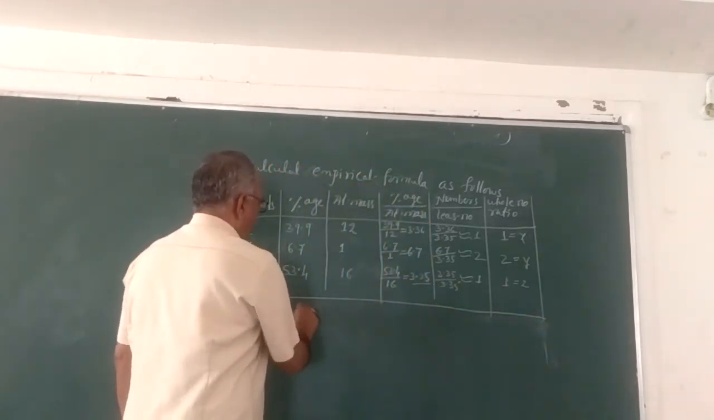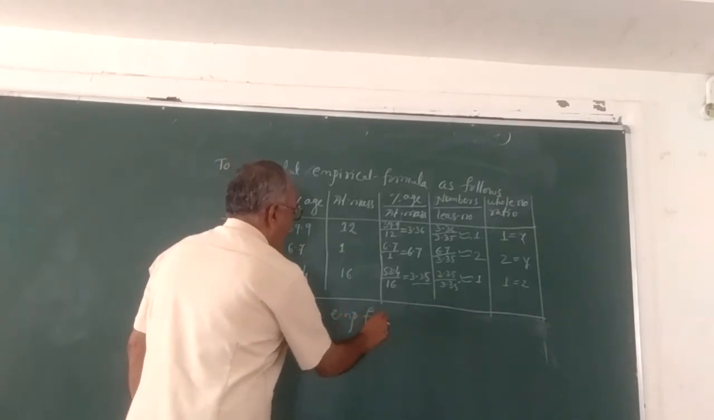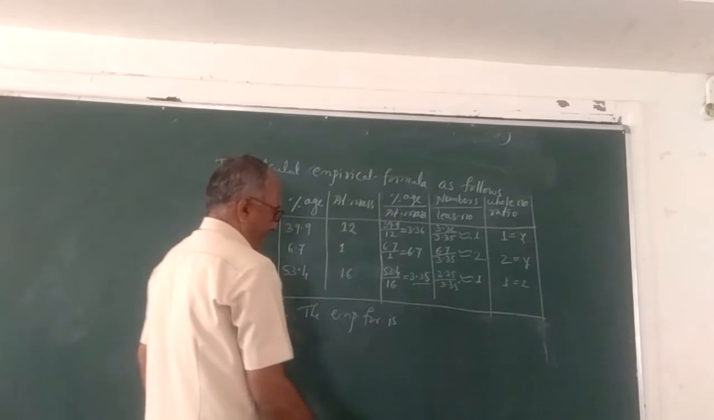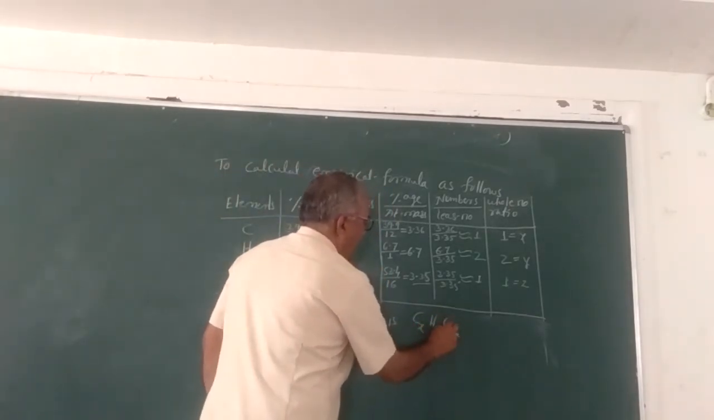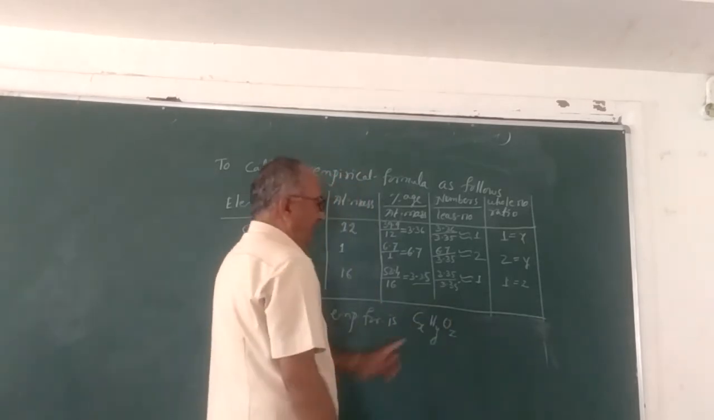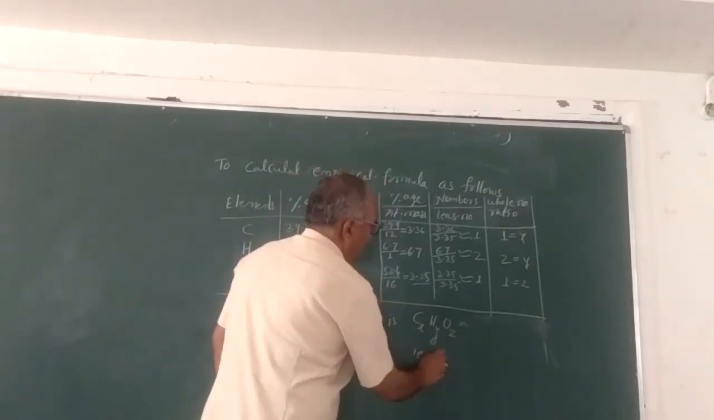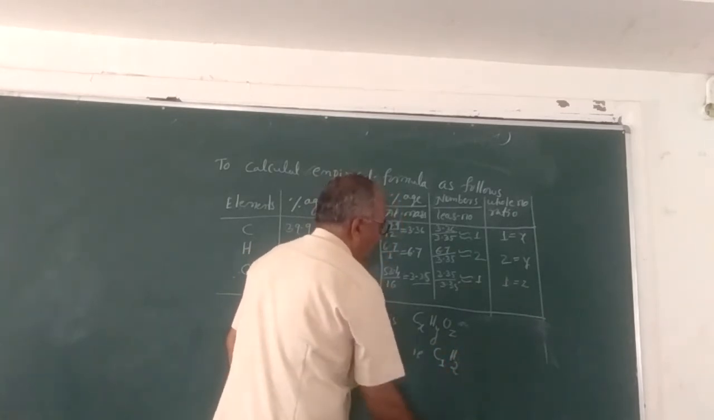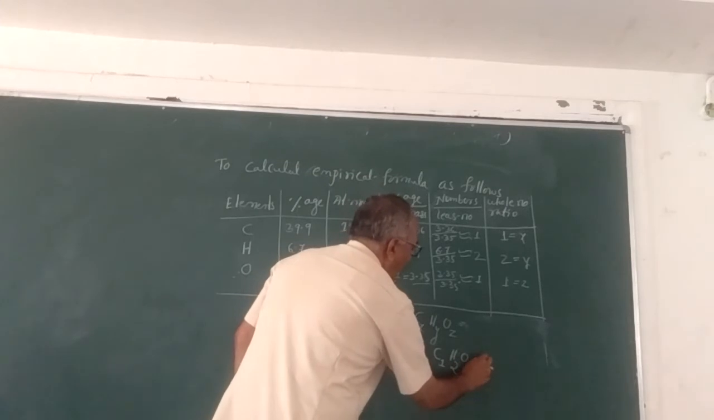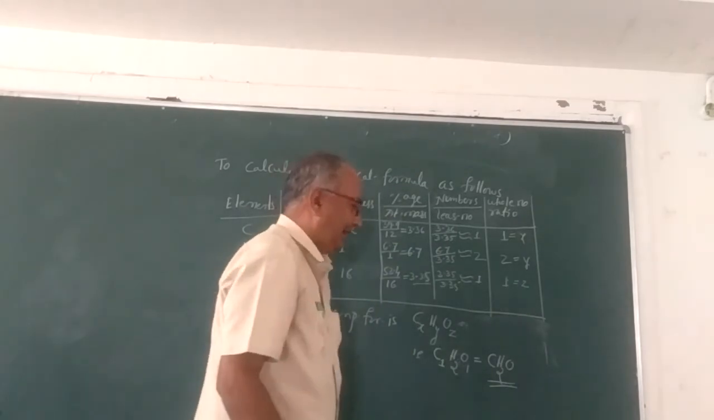Therefore the empirical formula is CxHyOz. What is X? C1 H2 O1 or CH2O. This is the empirical formula of the compound.